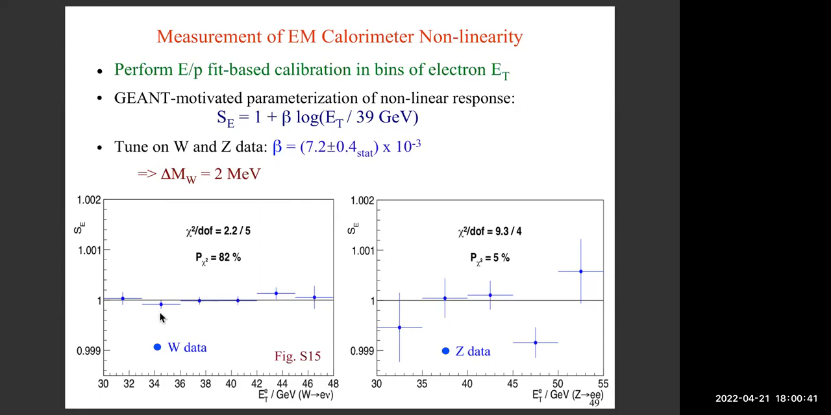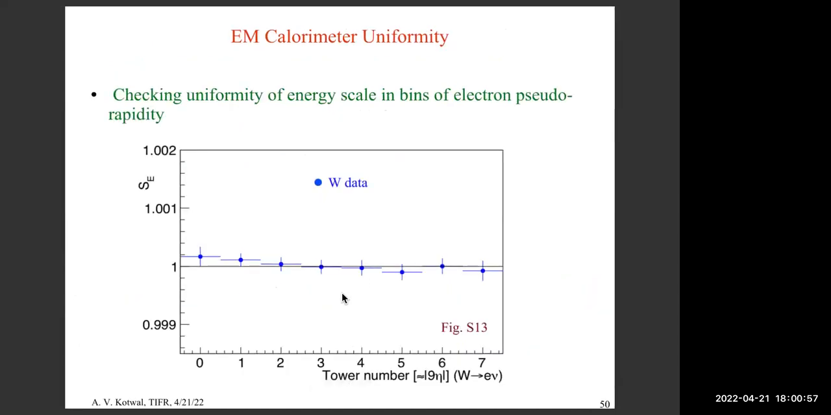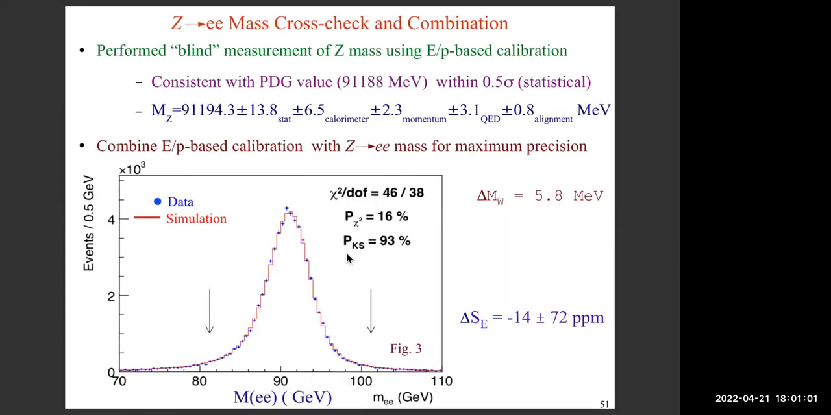So a logarithmic shape is assumed here, and then you make this beta adjusted so that within statistics you get flat calibrations. So each of these points is one of those line shape fits, but binned in this quantity. Spatial uniformity, good spatial uniformity. So now we go to the energy of the electrons calibration check.